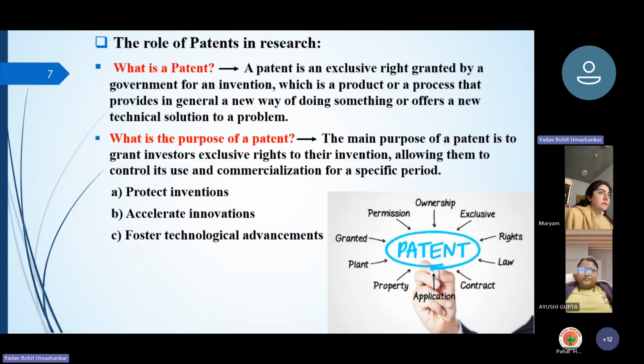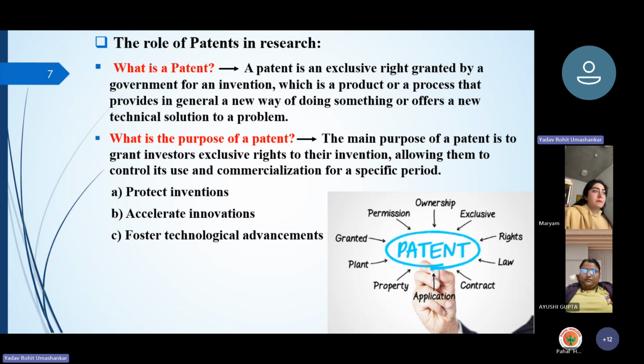Yeah. So coming to our main part, what is actually the patent and what is the role of patent in research? How can it provide a particular researcher his or her legal right, or what is the help of the patent? So basically, let us understand first what is a patent.